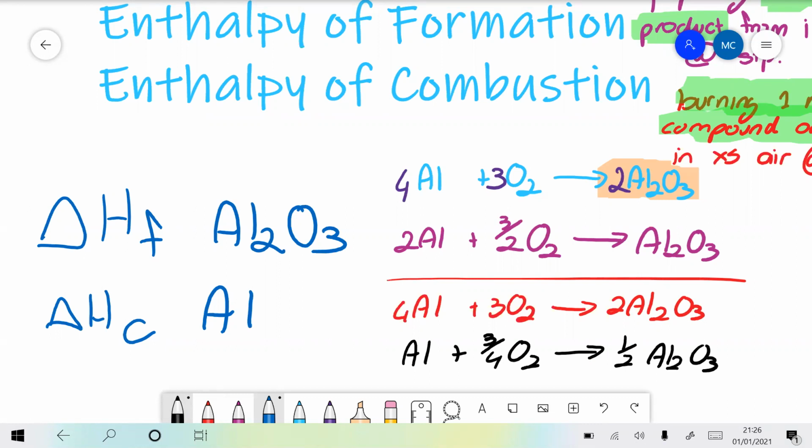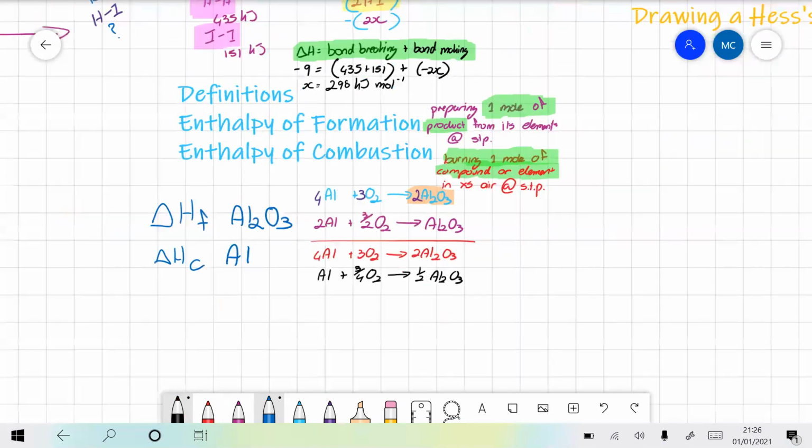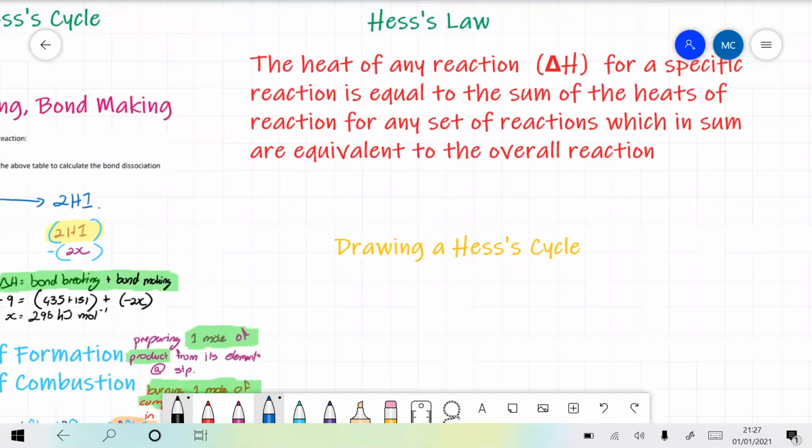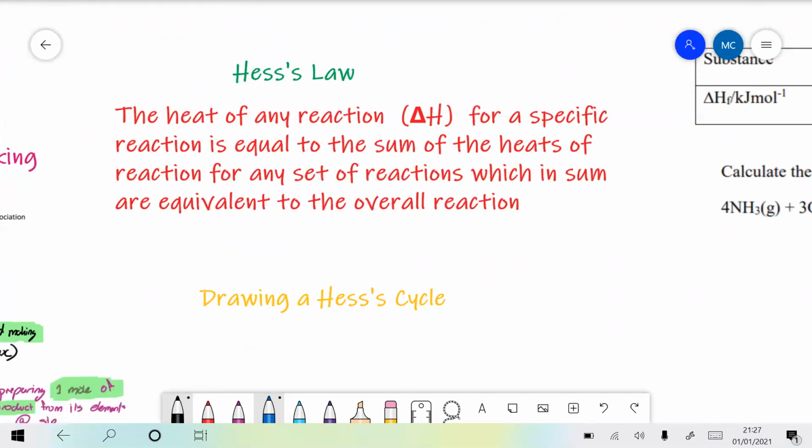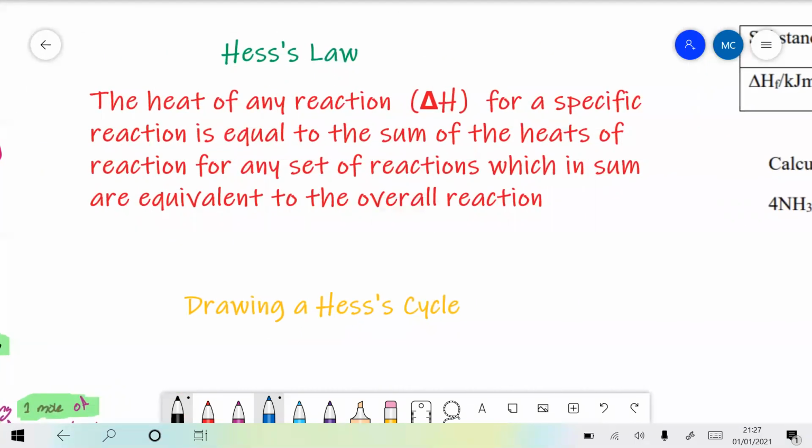Okay, we divided the original balanced equation by 4. So now we are going to speak about Hess's law. Hess's law states this: the heat of any reaction for a specific reaction is equal to the sum of the heats of reaction for any set of reactions which in sum are equivalent to the overall reaction.